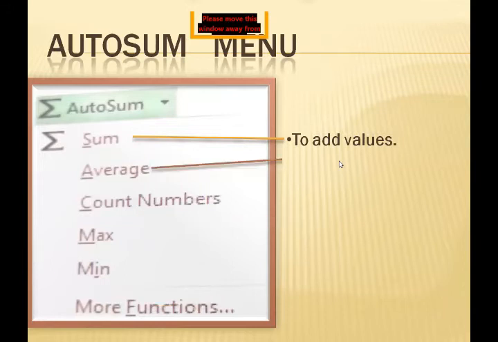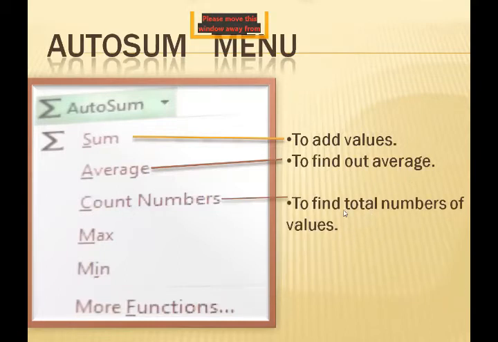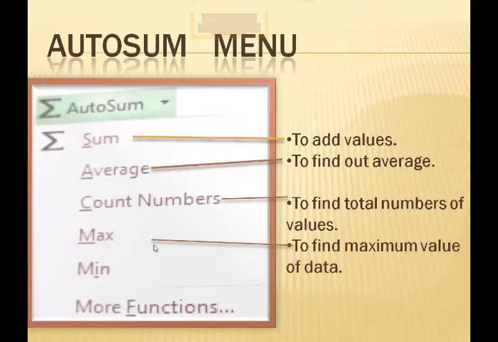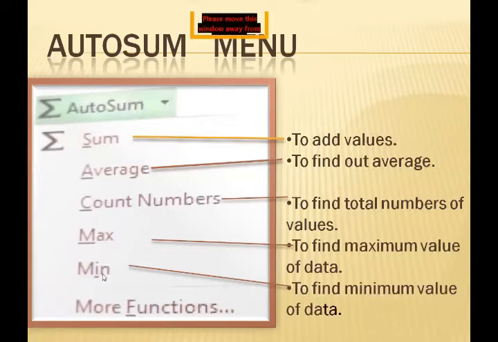Now Average. This function is used to find out the average. Count Numbers is used to find the total number of values. Max is the short form of maximum, so it is used to find out the maximum value or the highest value of the data. Min is the short form of minimum, and it is used to find out the minimum or the smallest value of the data. So this is the AutoSum menu.